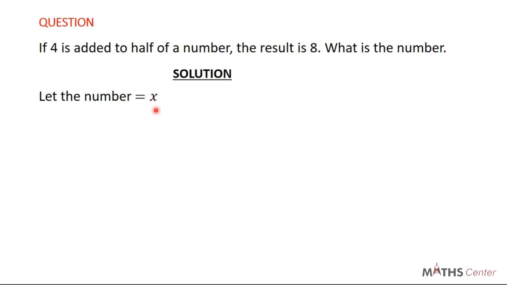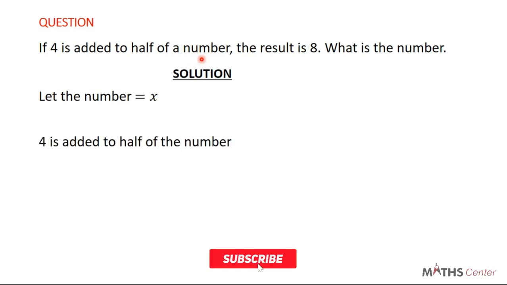Now we have let the number be s. Let's read the information again. If 4 is added to half of a number, so you are going to consider the first part. 4 is added to half of a number. What this means is that we have now let the number here be equal to s. So from this information, we can say that 4 plus half of the number, which is s.